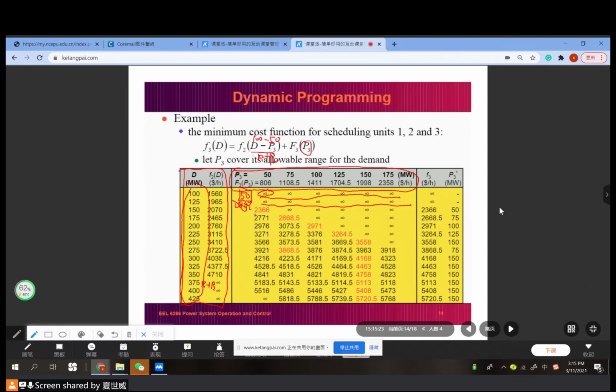Next, I calculate this. This means the generator 3's output is 50. How much is left for P1 and P2? The total load is 150, so P1 plus P2 equals 100. When P1 plus P2 equals 100, what's the best cost for this? Is this? Okay.